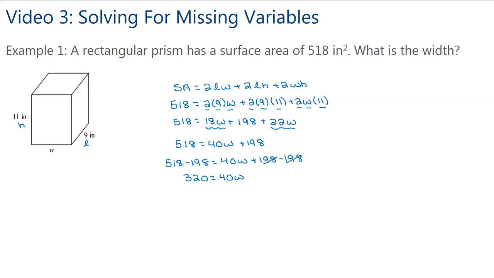Now what I need to do is divide both sides by 40. On the left, that works out to be 8. And on the right, 40's cancel, and I get W. So now I can say that the width is 8 inches.